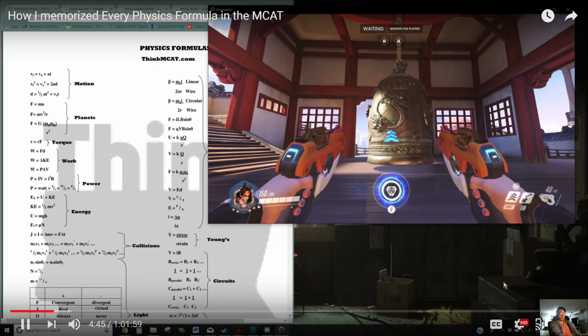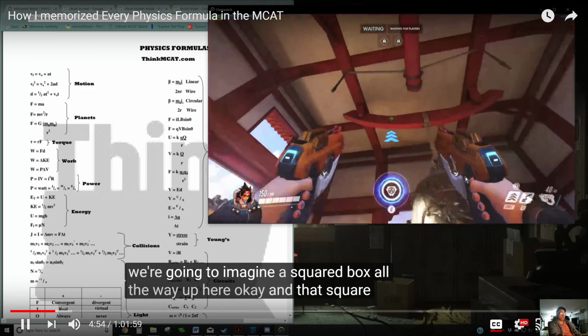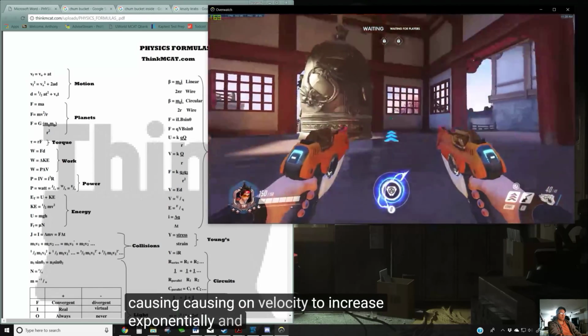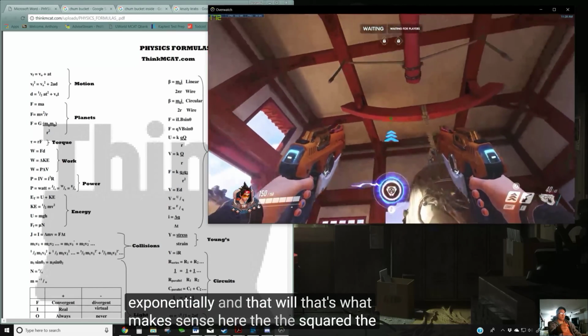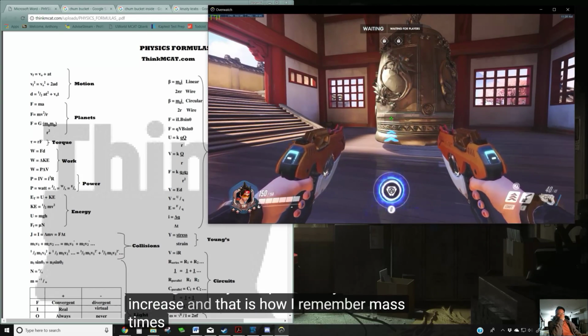What I'm going to say is that for velocity squared, the word square, we imagine a square box all the way up here. That square box falls down and bangs onto this side of the bell, causing velocity to increase exponentially. That's what makes sense here. The square box falls down, causing velocity to exponentially increase. And that is how I remember mass times velocity squared.